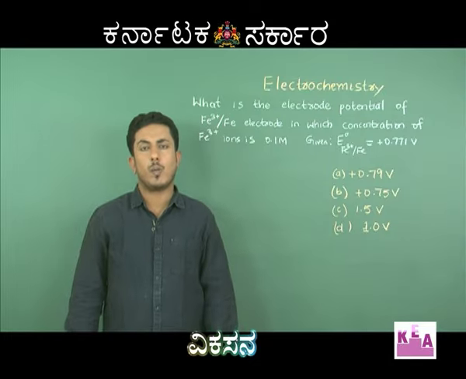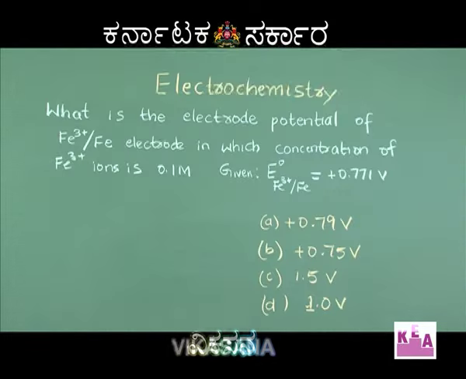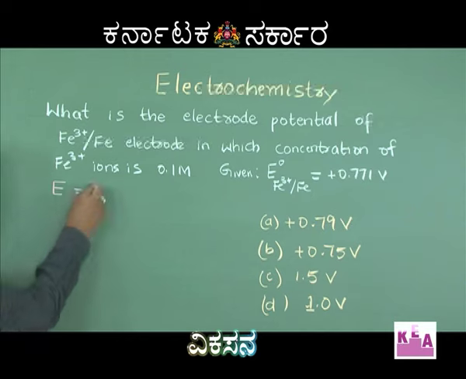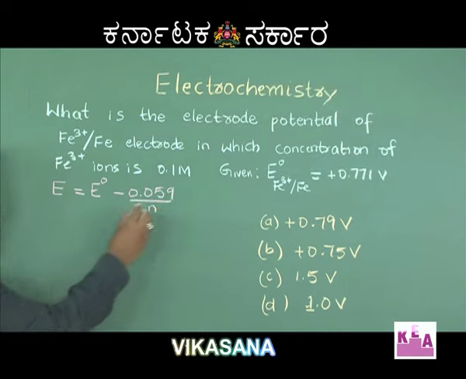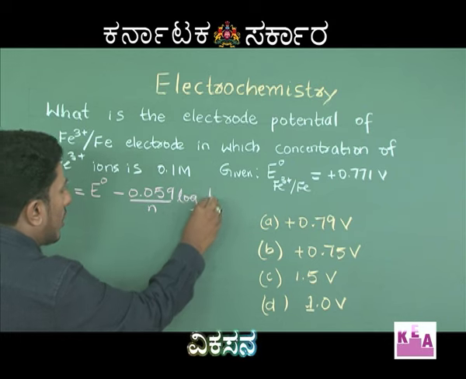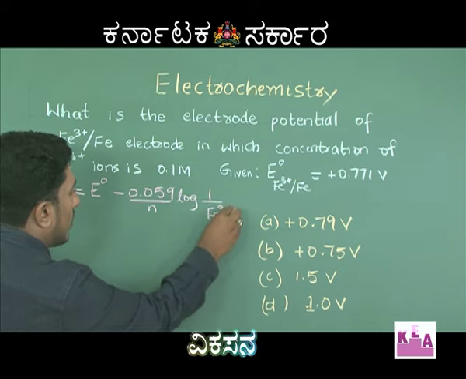Students, let's discuss some problems related to electrode potential. What is the electrode potential of an iron electrode in which the concentration of ferric ions is 0.1 molar? Given the standard electrode potential is +0.771 volt. This can be calculated by using the Nernst equation. According to the Nernst equation, electrode potential is equal to standard electrode potential minus 0.059 divided by n into log of the concentration of ions, that is ferric ions.